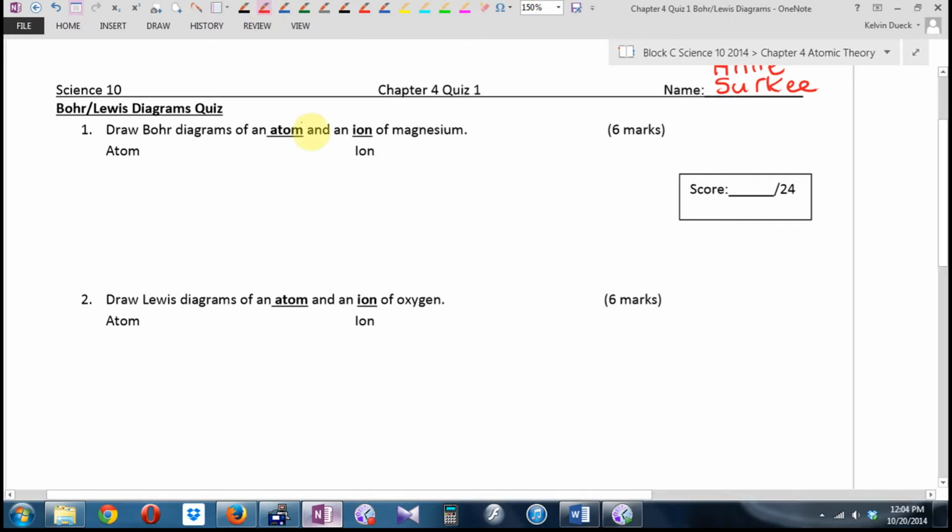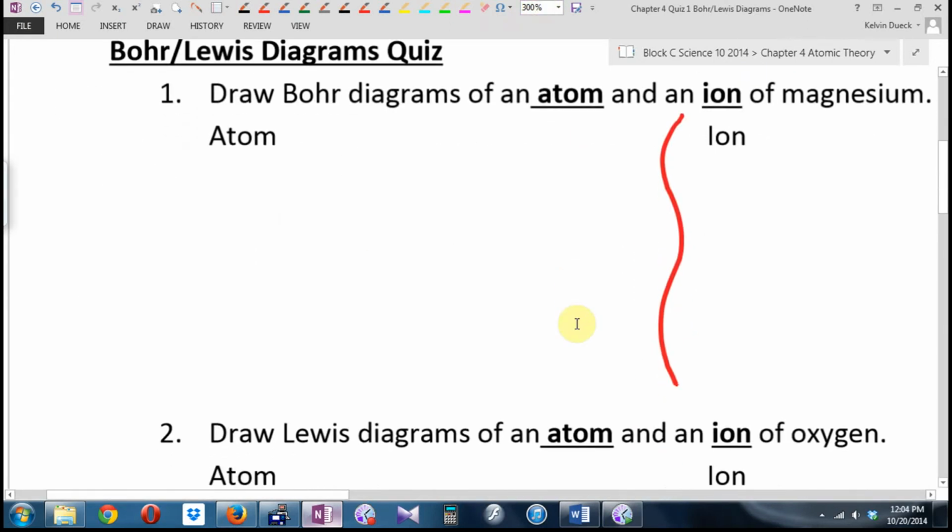So it says, draw Bohr diagrams of an atom and an ion of magnesium. I'm going to divide my page in half, and I'm going to zoom in like crazy so you guys can see at the back of the room. So magnesium, I found it on my periodic table. It's in row 3. That means there's going to be 3 shells. There's the nucleus. For magnesium, I have 12 protons. How many neutrons? 24, take away 12. 12 neutrons. What row is magnesium in? Row 3.